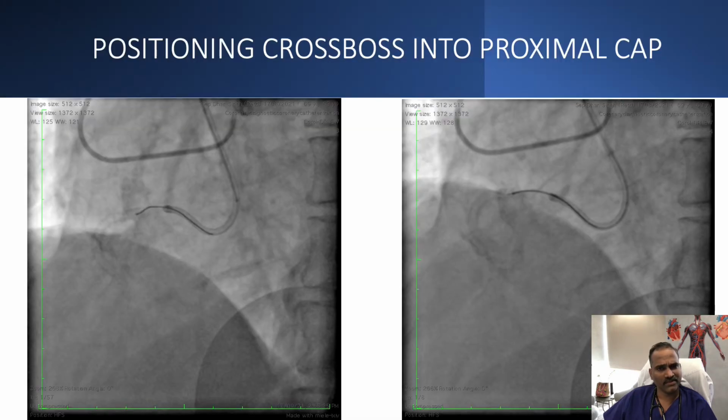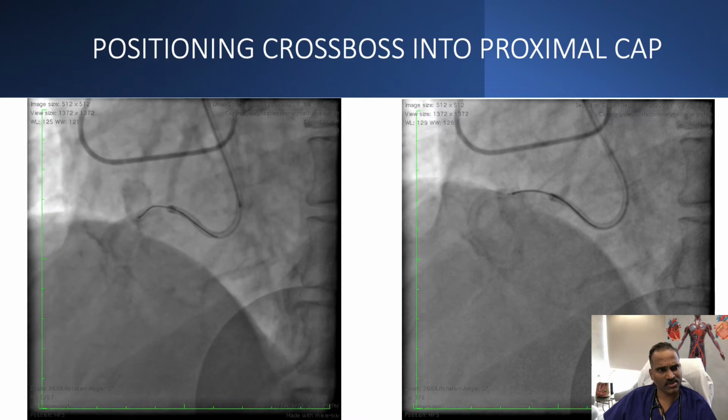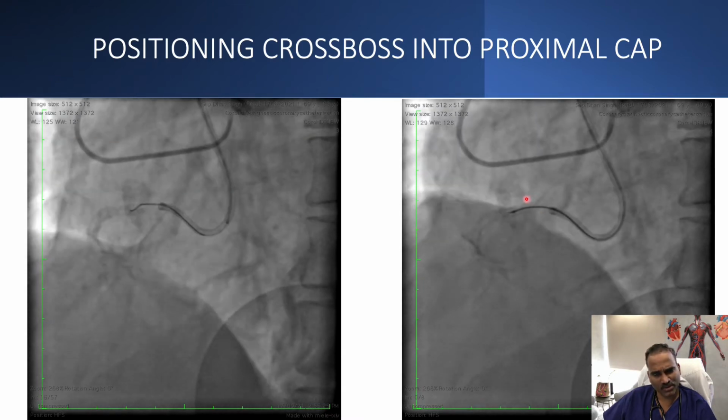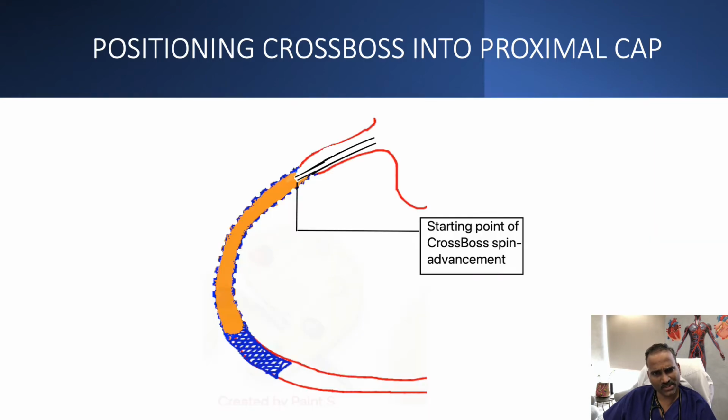So what we did, we went ahead with the CROSSBOSS positioning. We can see here, with a Workhorse wire positioned into the proximal stent, then we advanced CROSSBOSS. This is CROSSBOSS into the proximal cap. The cap is within the stent. So this is a key.